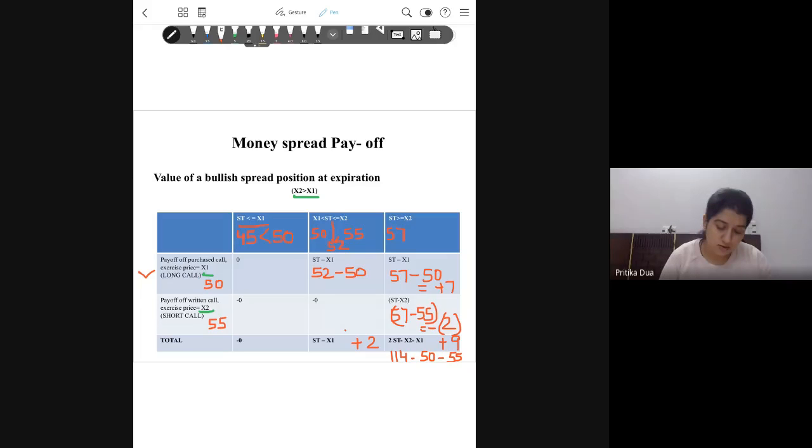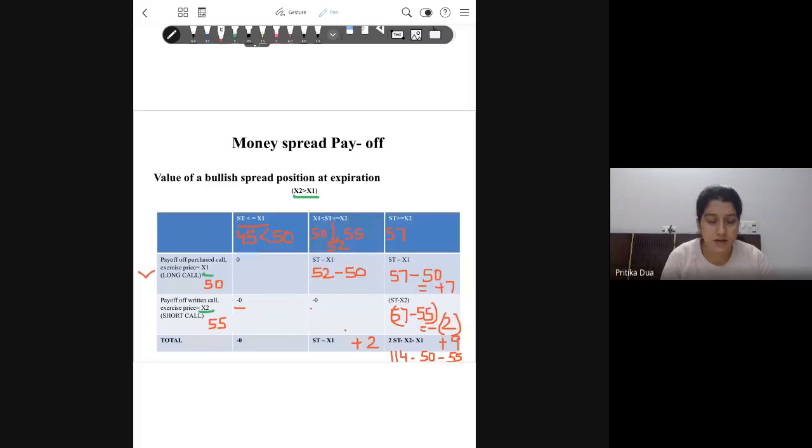Okay, because here also when we go for a short call, the payoff is subtracted from the payoff of the long call, and since the payoff on the short call is negative, minus and minus becomes plus, and now we get a total payoff of plus 9. Okay, so I hope this calculation is clear to everyone.